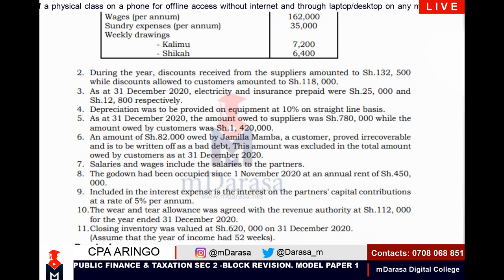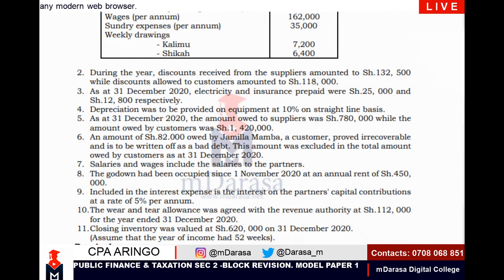Note 3, as at 31st December 2020, electricity and insurance prepaid were 25,000 and 12,800 respectively, correct? So these are the prepayments that we do have. Note 4. Depreciation was to be provided on equipment at 10% on straight line basis.